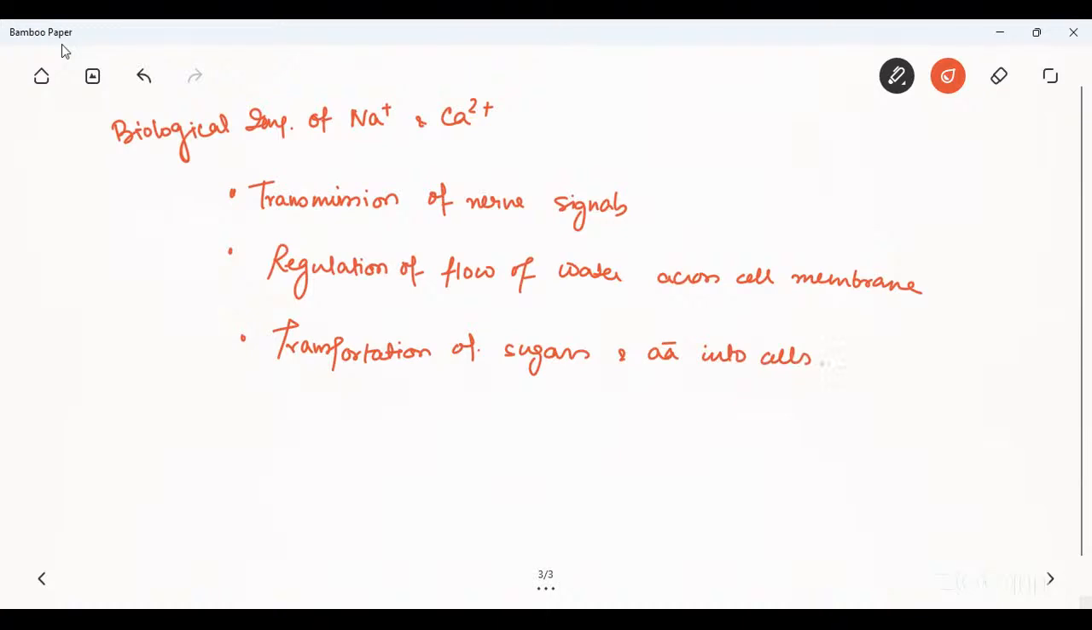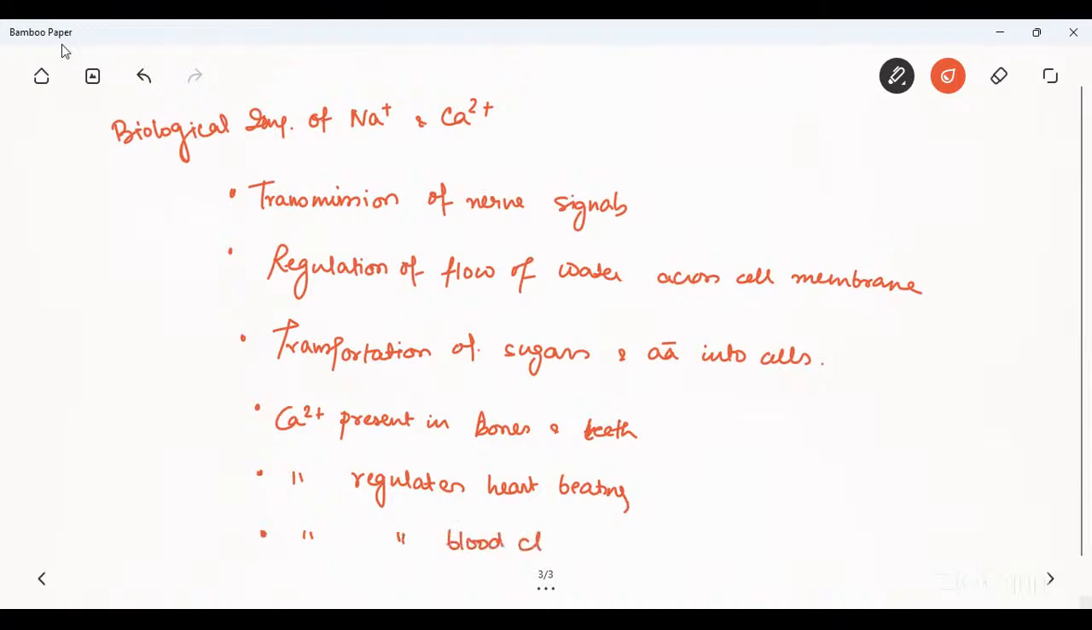Okay, and calcium is present in bones and teeth. Then calcium regulates heart beating. It also regulates blood clotting. I hope this will be enough for you to remember. This is enough.